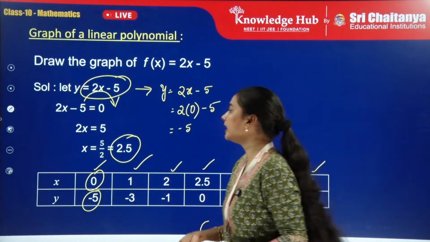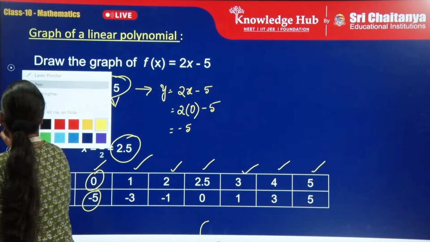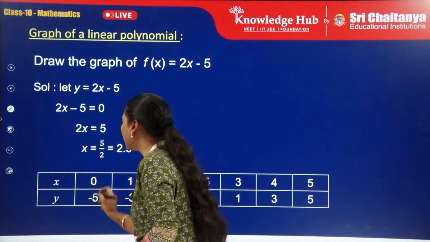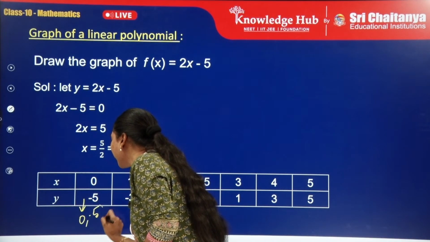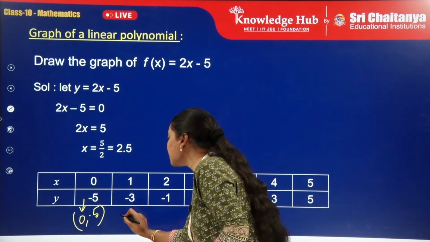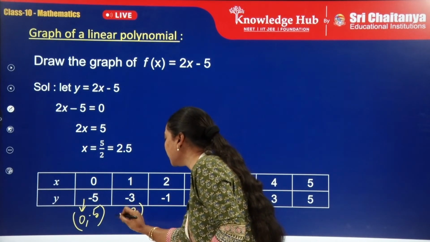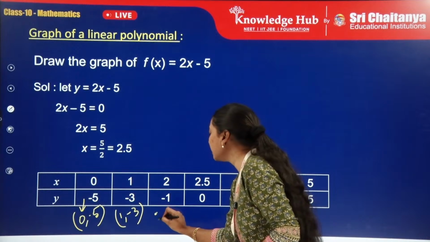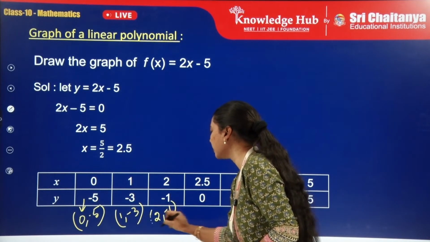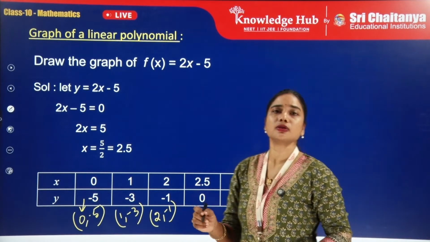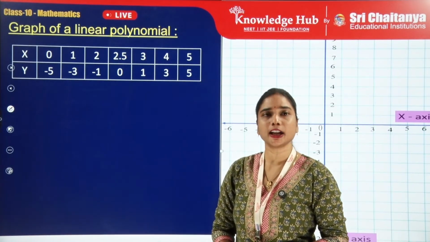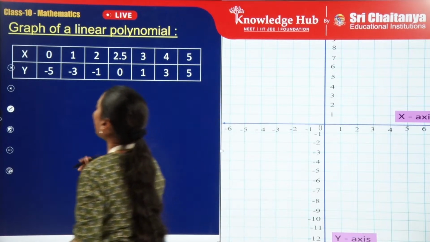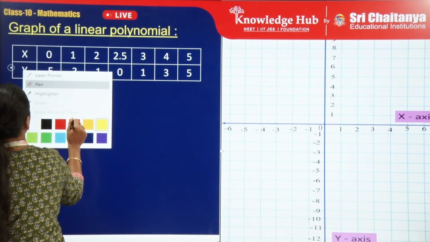After getting the y values, we have to plot the graph. Now the point here is 0 comma minus 5, and here the point is 1 comma minus 3. And here the point is 2 comma minus 1. Similarly, we have to take the points of this table. After taking the table, we have to mark all the points on the graph sheet.